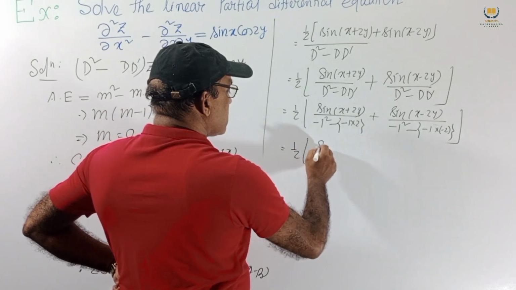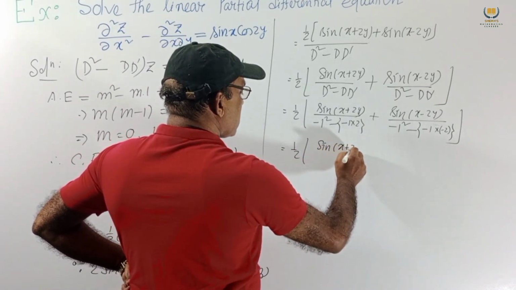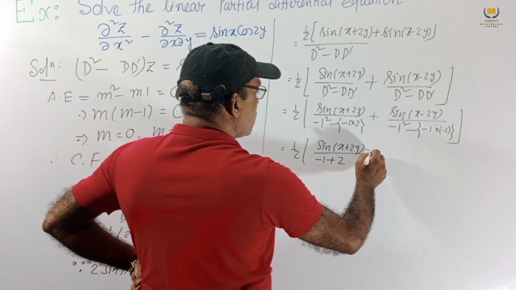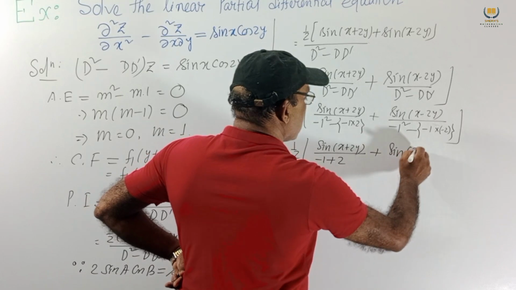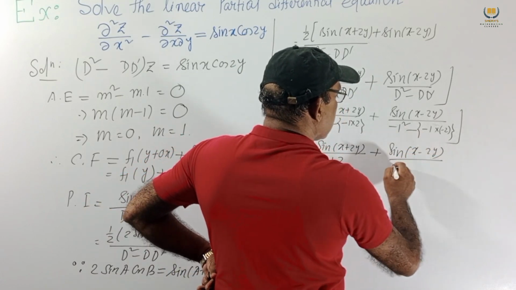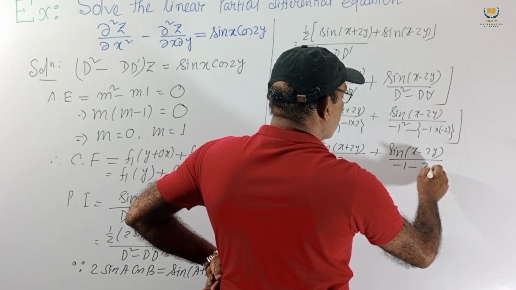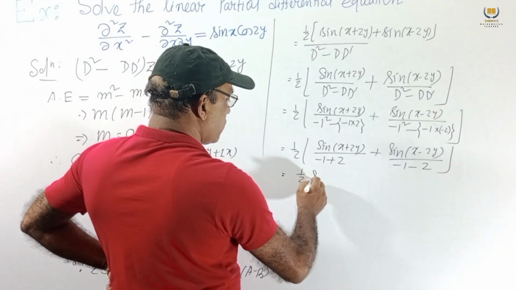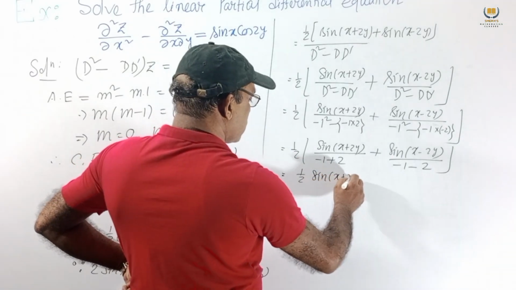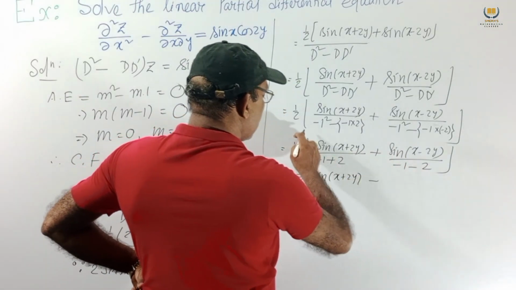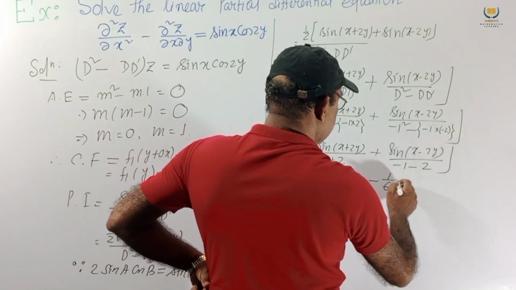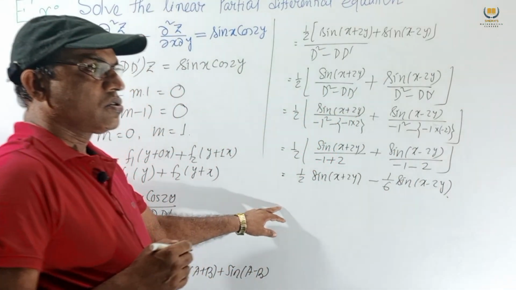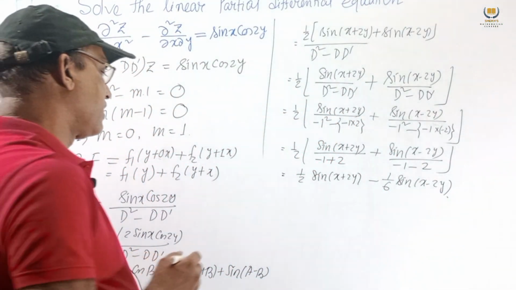1 by 2 sine of (x plus 2y) over minus 1 plus 2, plus sine of (x minus 2y) over minus 1 minus 2. We get this: 2 minus 1 is 1, then 1 by 2 sine(x plus 2y), and minus 3, then 1 by 2, this is minus 1 by 6 sine(x minus 2y). So we get this as the particular integral.